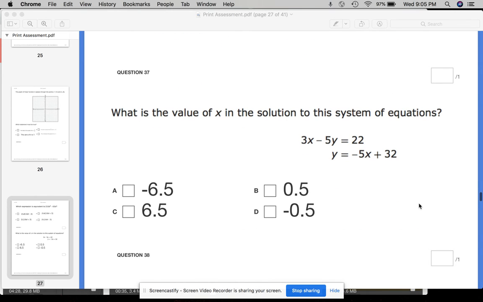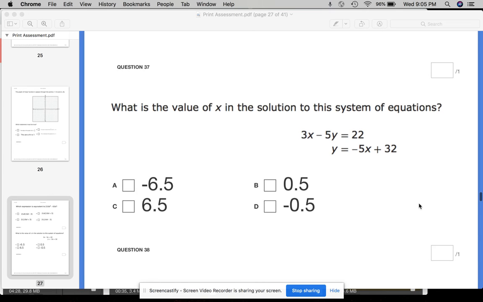Question 37. What is the value of x in the solution to the system of equations? 3x minus 5y equals 22. Y equals negative 5x plus 32. A. Negative 6.5. B. 0.5. C. 6.5. D. Negative 5.5.